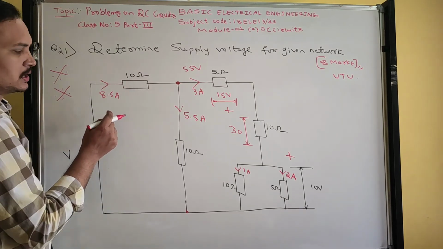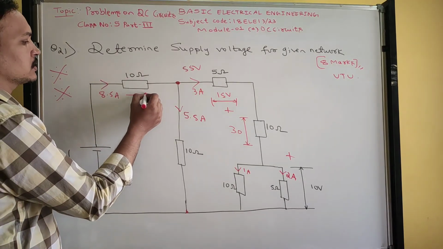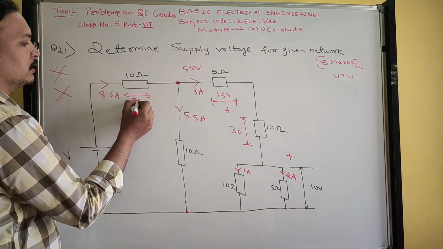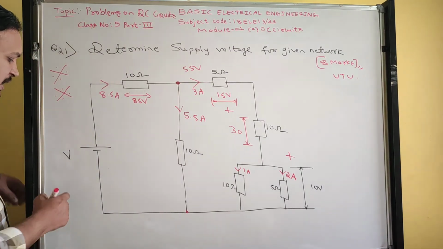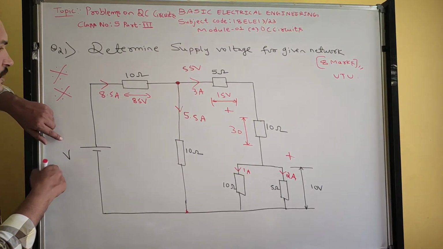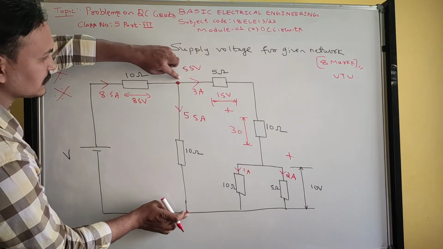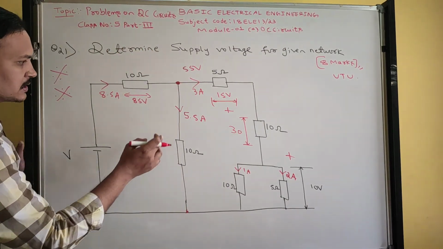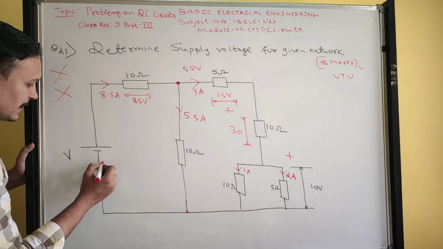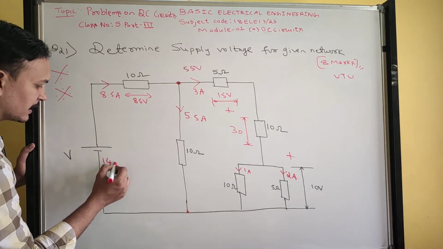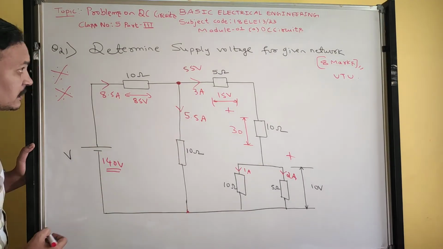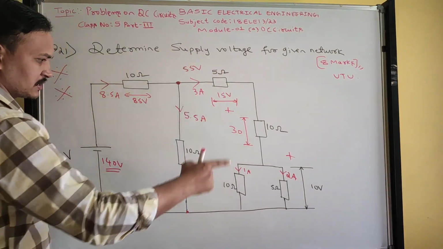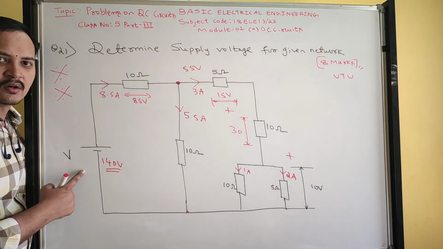Now find voltage across here. 8.5 into 10, what is the voltage? 85 volt. So now finally, voltage connected across circuit is this voltage plus this voltage. 85 plus 55. How much? 85 plus 55, you will get 140 volts. Therefore, the supply voltage for this given network is 140 volts.